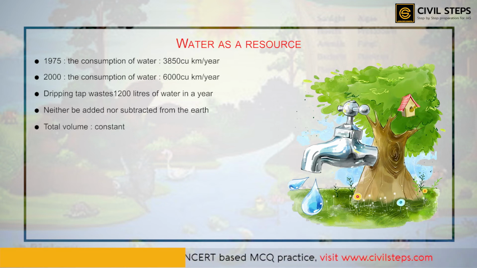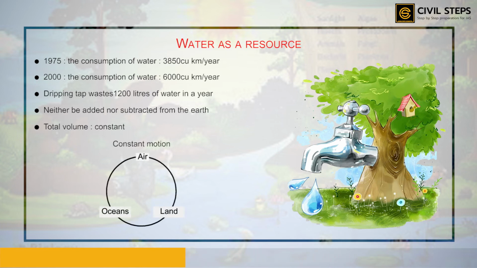Its abundance only seems to vary because it is in constant motion, cycling through the oceans, the air, the land, and back again, through the processes of evaporation, precipitation, and runoff. This is therefore referred to as the water cycle.